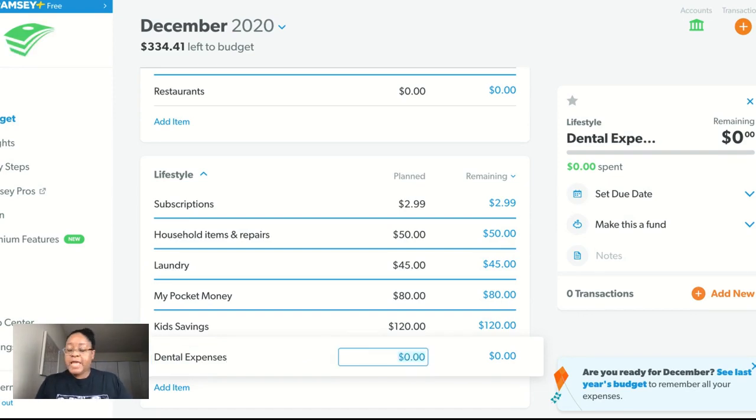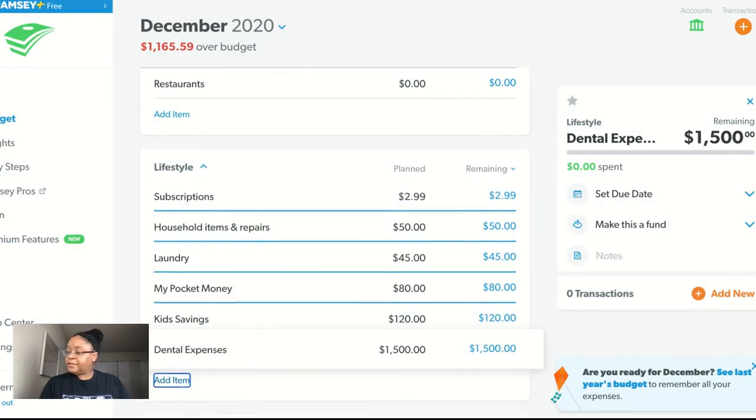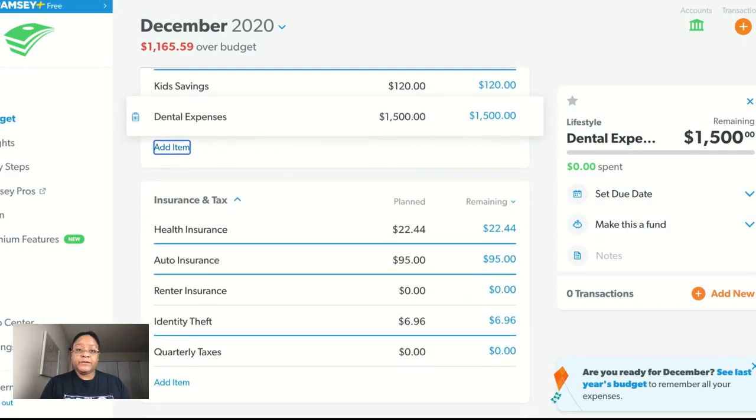And now here, I am going to give myself $1,500. That's going to sit in my account to cover that expense. And I am over budget. Look at that. $1,165.59. And I want to make sure I don't forget anything. So health insurance, $22.44. Auto insurance.